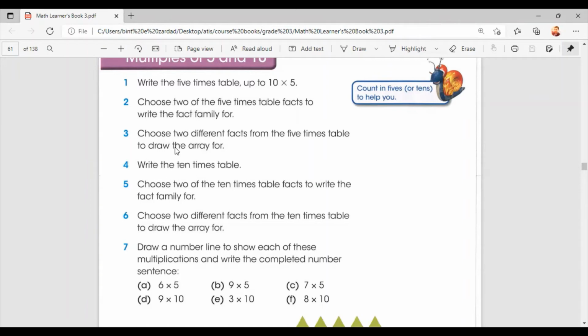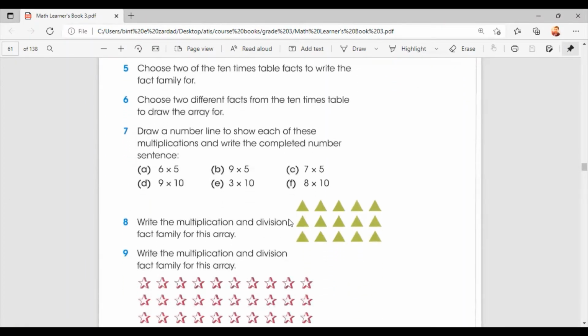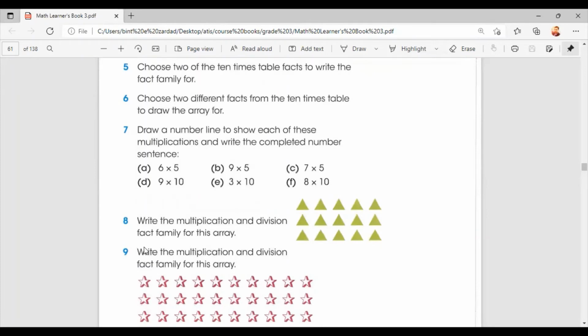Write the same part. Write the 10 times table. The same as the first three, these three questions are about multiples of 10. Choose 2 of the 10 times table facts. You choose 2 different facts from the tens times table to draw the array of the fact family. We will discuss this in the next questions.